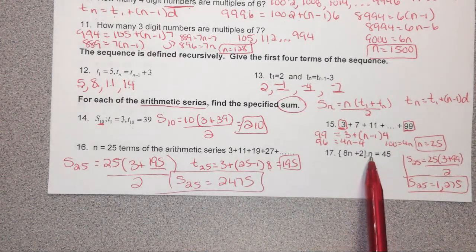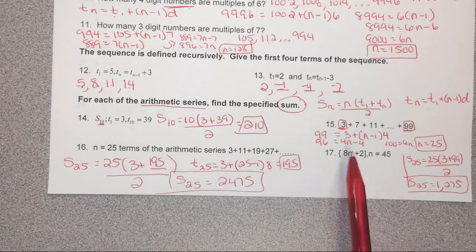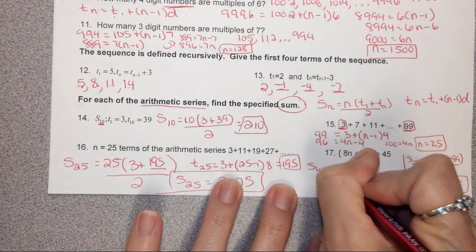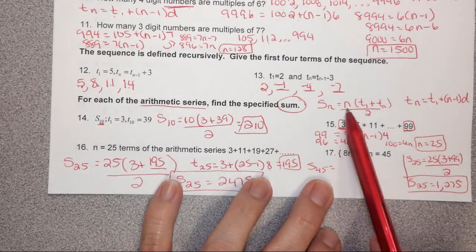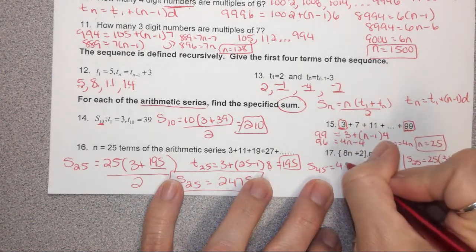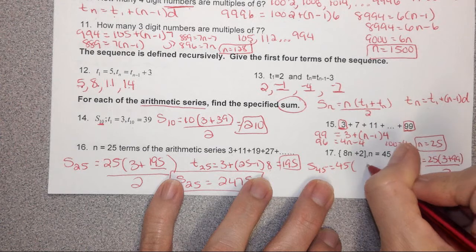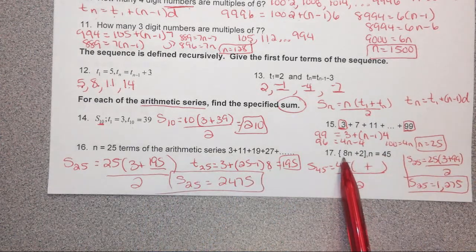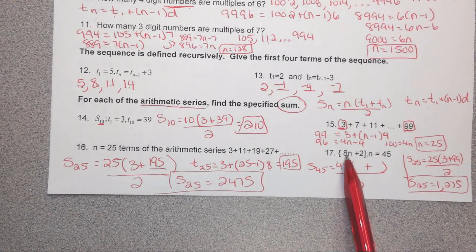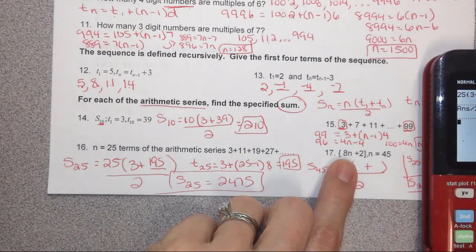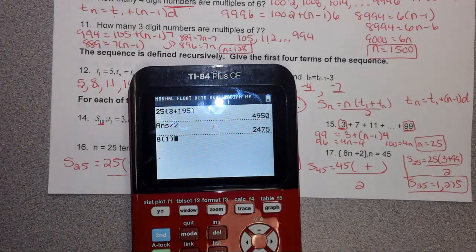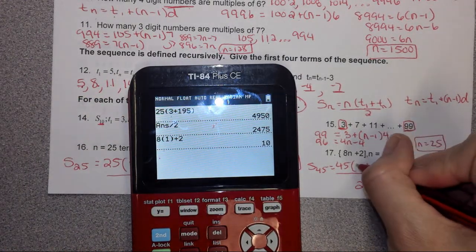All right, 17, last one. They want me to find the sum of the first 45 terms, and they gave me an equation. So the sum of the first 45 terms equals, remember, I'm going to do n first, which is 45. Then I'm going to do my first term plus my last term divided by 2. Well, they gave me an equation right here. So I'm going to plug in 1. So 8 times 1 plus 2. So my first term is 10.